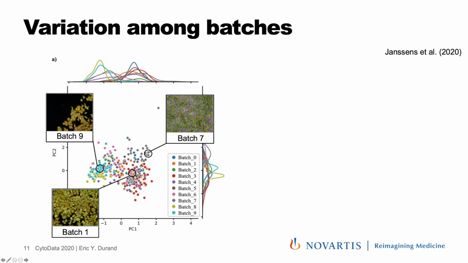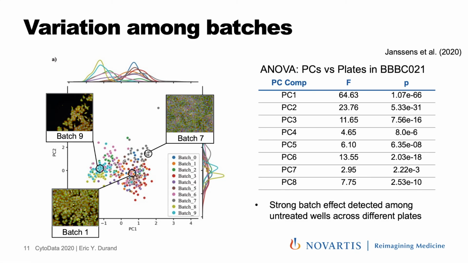If you look at images coming from different batches, you can also notice striking visual differences between images. You can also quantify that with a statistical test. So here we performed an ANOVA between principal components and plates, and we notice that for each of the first 8 principal components, we have a very strong statistical association with batch.